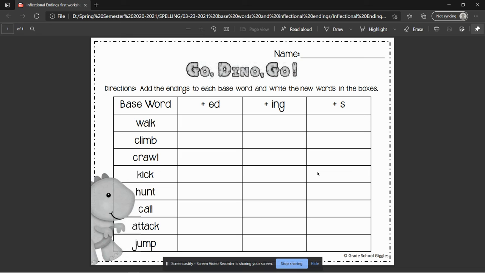So just by looking at the word climb, I know what it means. To climb, escalar. Kick, I know what that means. Hunt, call, jump. Those are base words.